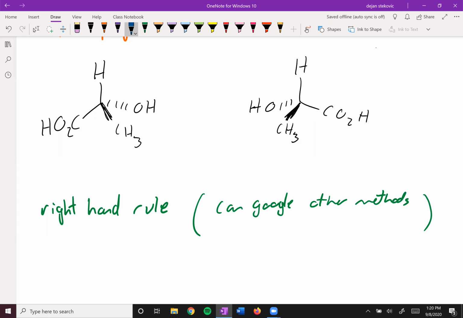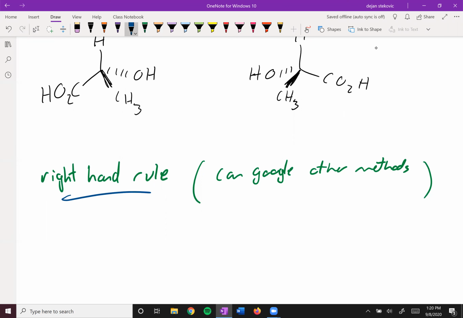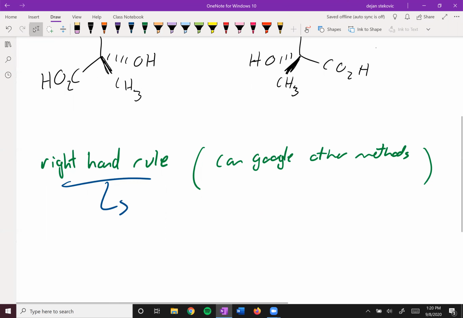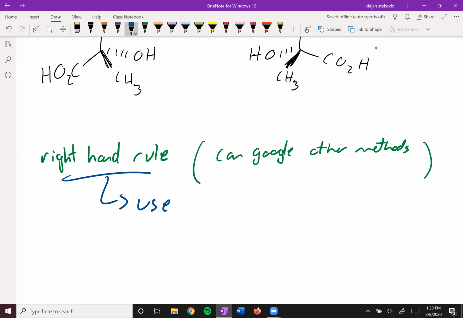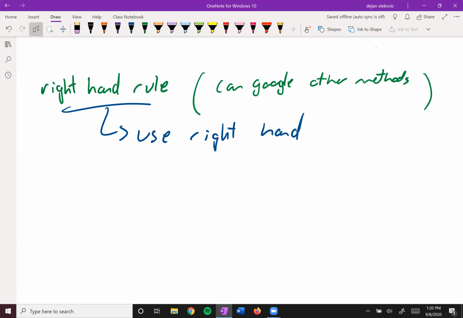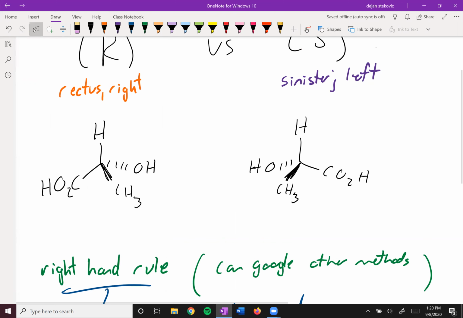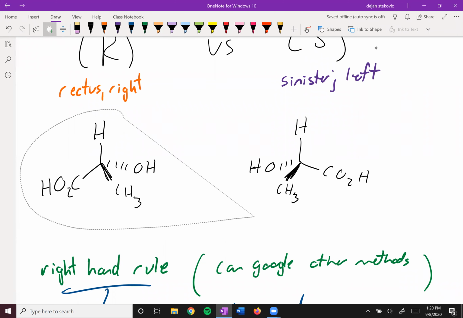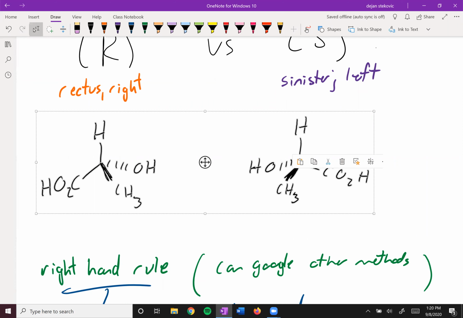I like the right hand rule because you don't have to redraw any molecule. It just uses your right hand, which you always have with you. And so it's pretty useful in my opinion. The biggest mistake people make is not using their right hand. It's called the right hand rule. You have to use your right hand. If you use your left hand, you're going to get all the answers wrong. So yeah, right hand rule, use the right hand. Shocking. Let's go ahead and redraw these molecules down here so we can kind of mess with them.